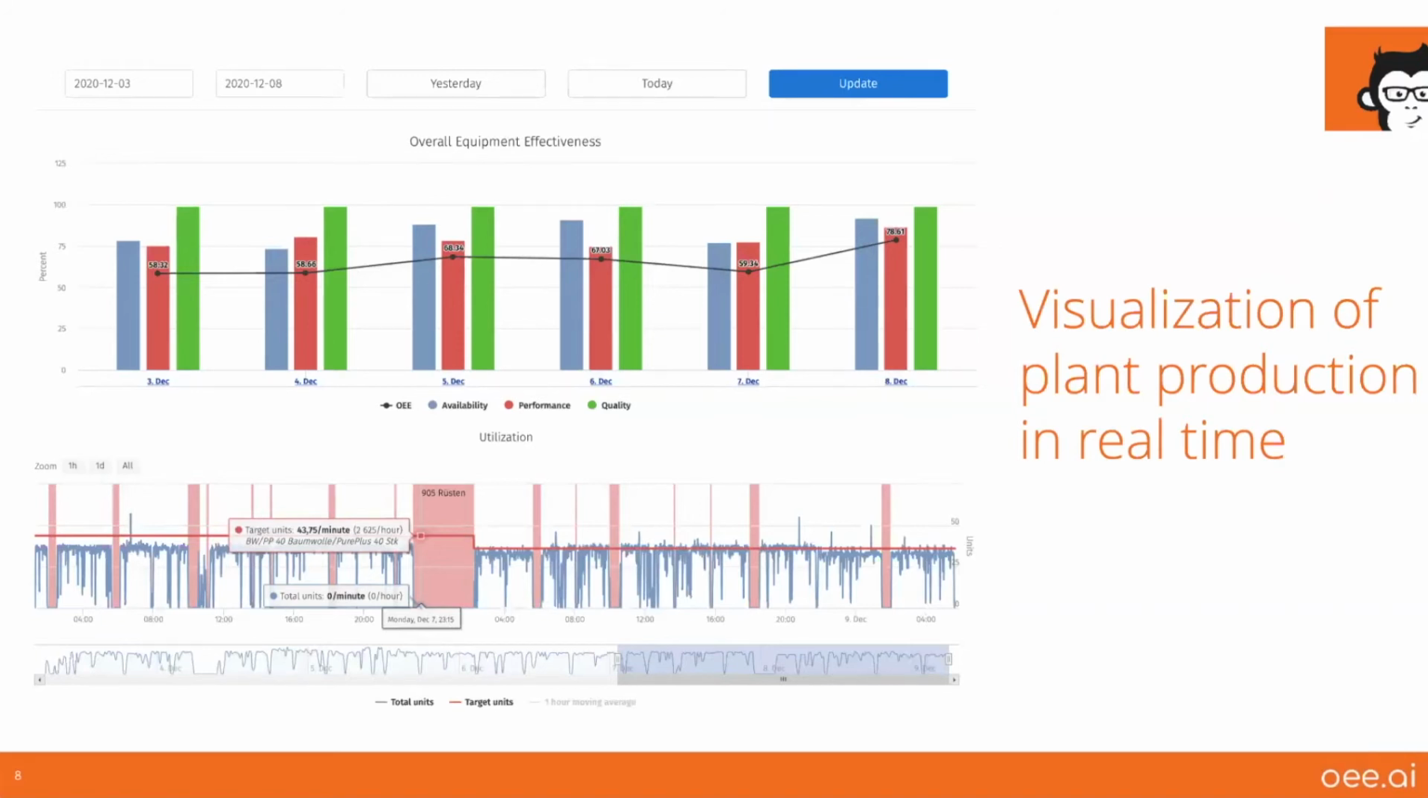What can you get there? Of course, you get the overall equipment effectiveness. You can see the black line showing the OEE of the last week here, and you can see the different factors, the availability factor, the performance factor, and the quality factor, which are all assessed so you know what the problem is. If you look here, you can see that on the 7th of December, the availability was lower than on the other days. On the 4th of December, it was also low, which was dragging down the OEE during that time to a value below 60%.